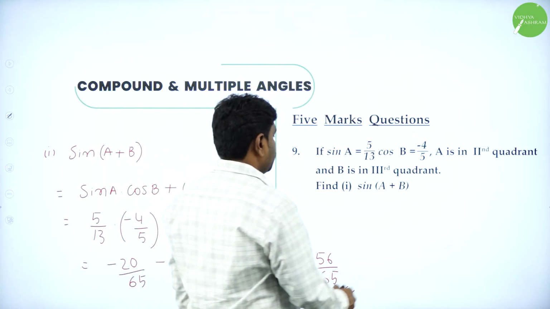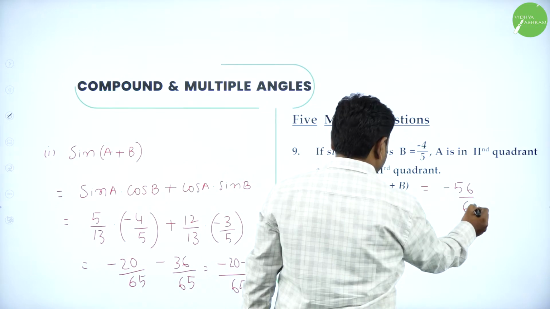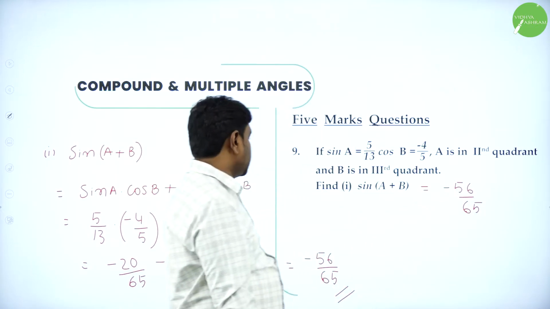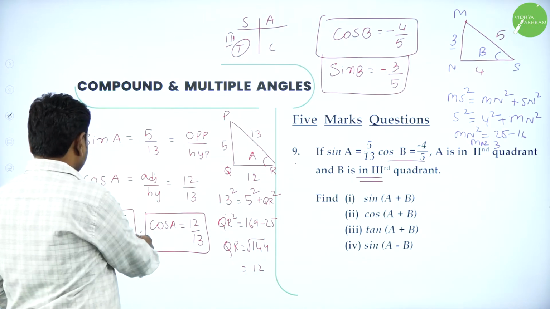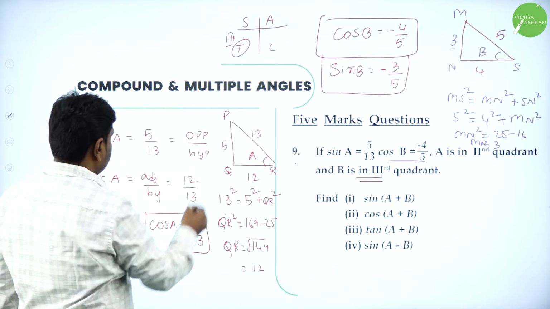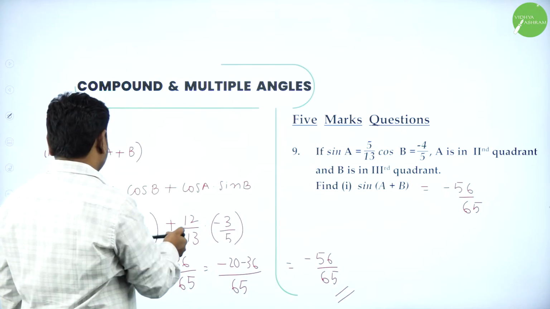So we got sine of A plus B. What is sine of A plus B? Minus 56 divided by 65. Sine of A plus B is sine A cos B plus cos A sine B. So sine A is 5 by 13, cos B is minus 3 by 5. Now cos B is minus 4 by 5.